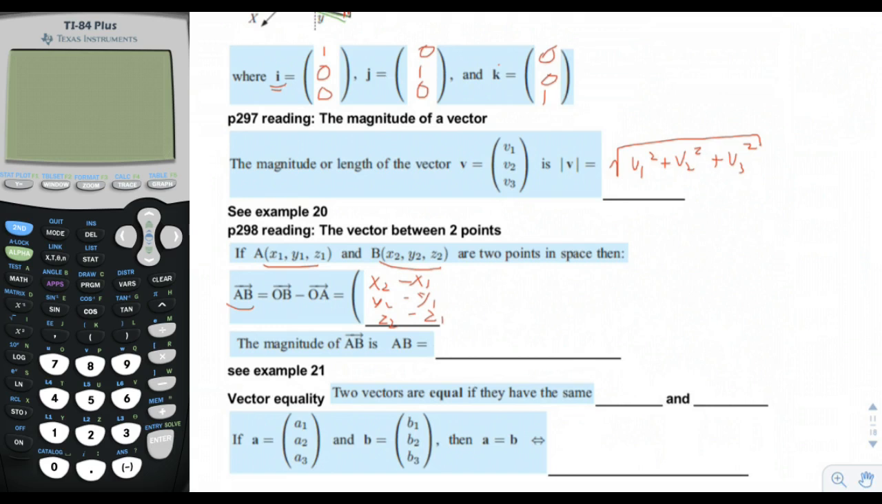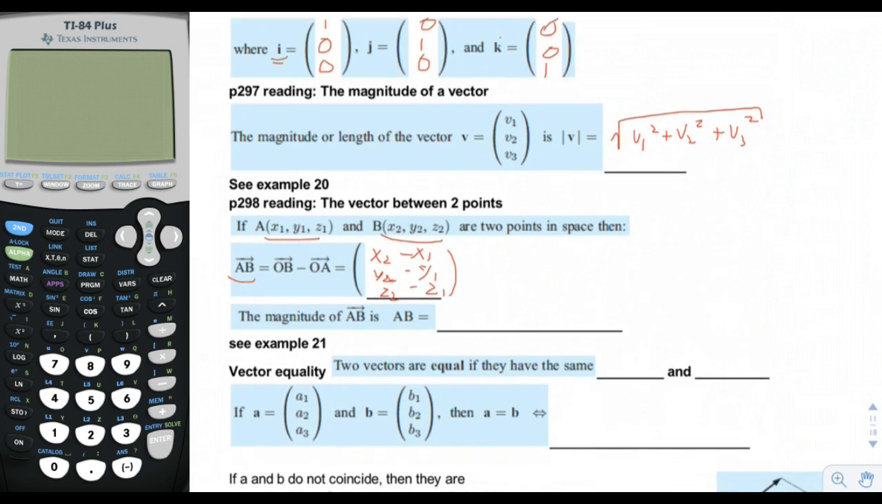Okay, and the magnitude of vector AB is equal to the square root of (x2 minus x1) squared plus (y2 minus y1) squared plus (z2 minus z1) squared.